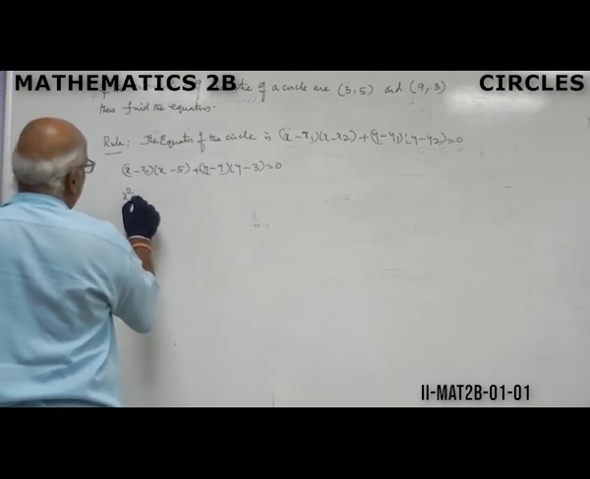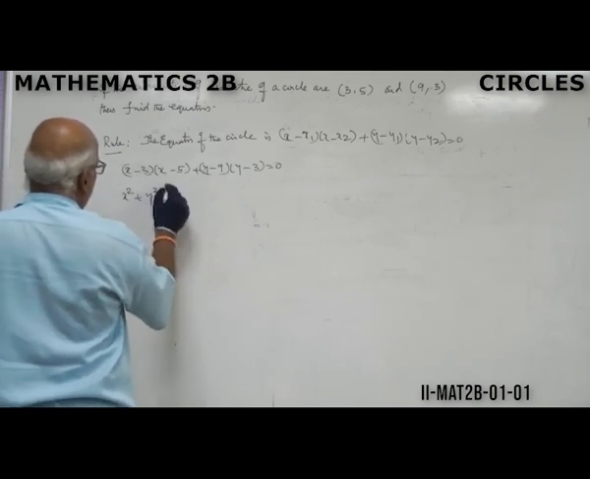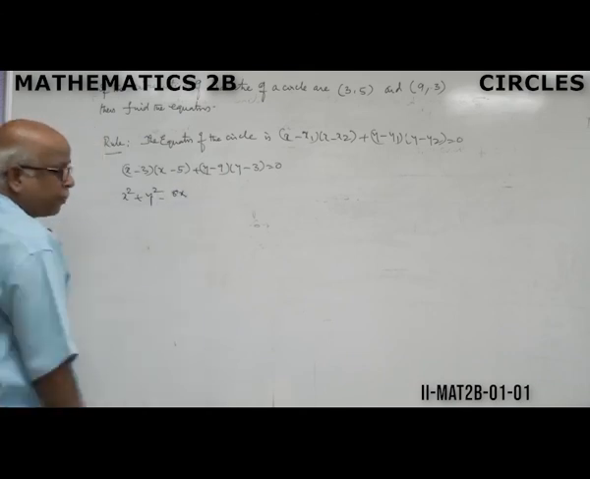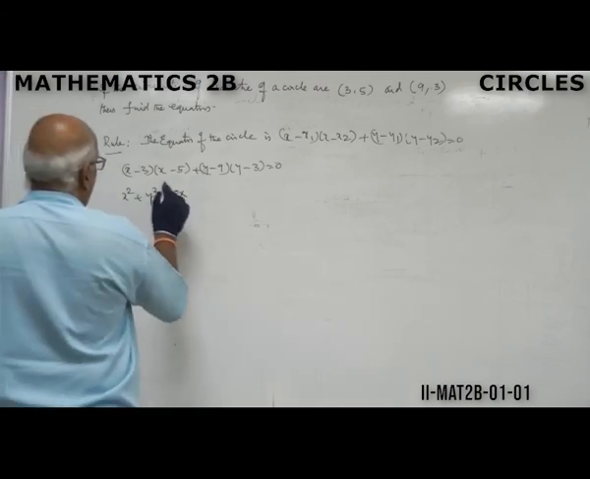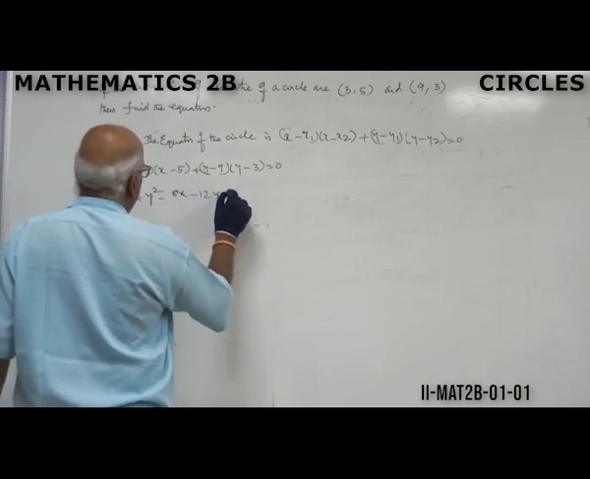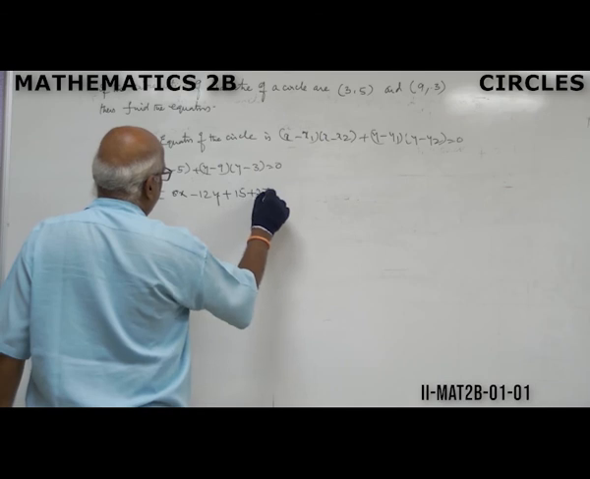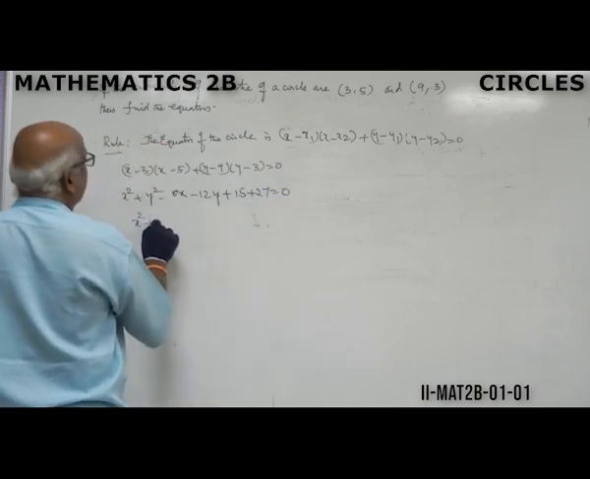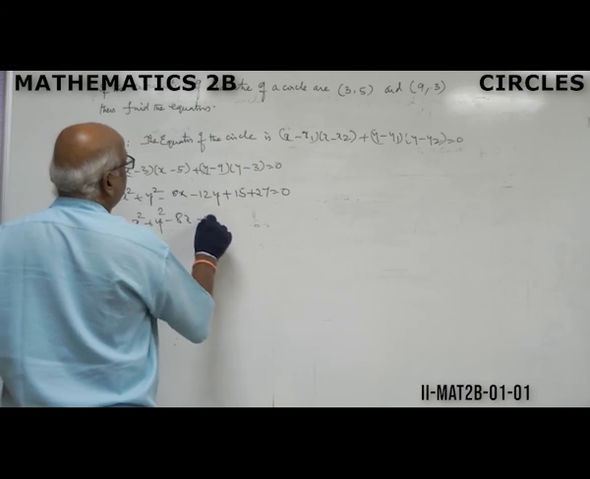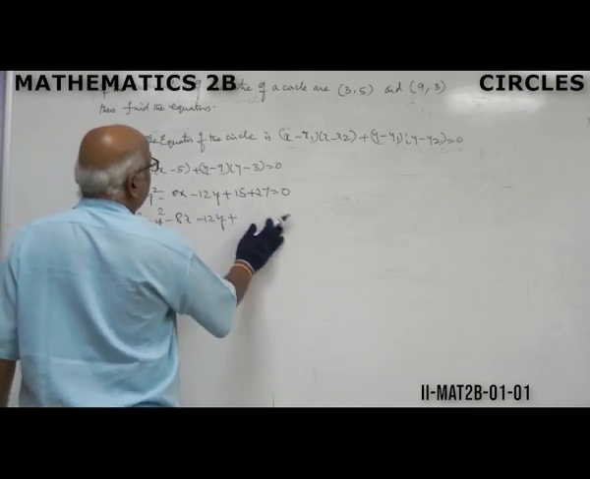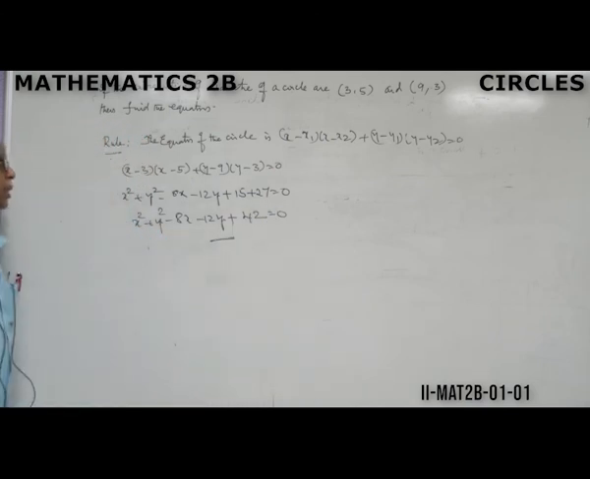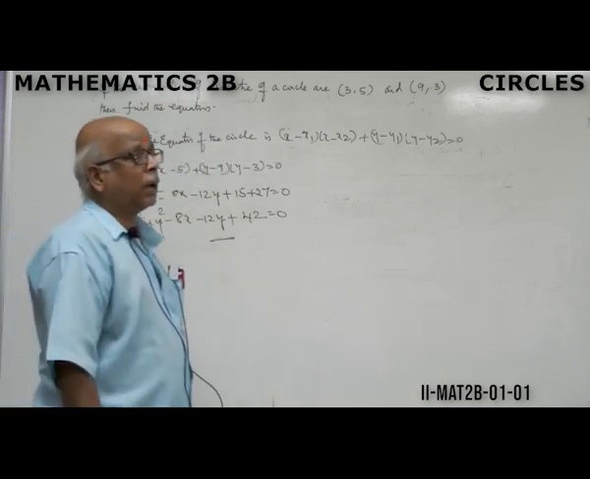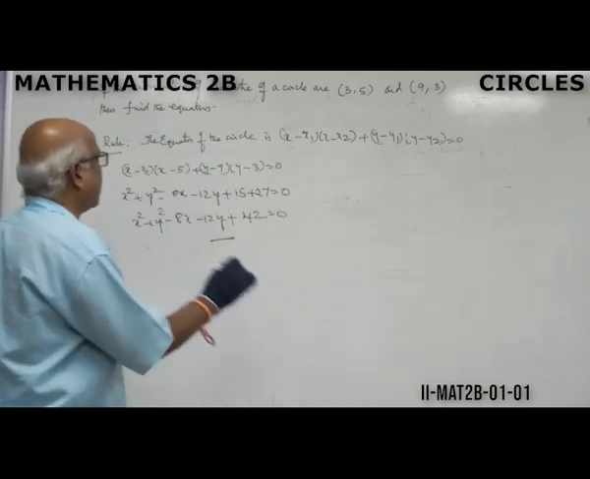Multiply: x square, y into y, y square, minus 9 plus 3, that is 12x, and minus of 5 plus 3, 8y. 5 times 3 is 15, 9 times 3 is 27. x square plus y square minus 12x minus 8y, 27 plus 15, 42 equal to 0. That is the equation of the circle having (3, 5) and (9, 3) as extremities of a diameter.